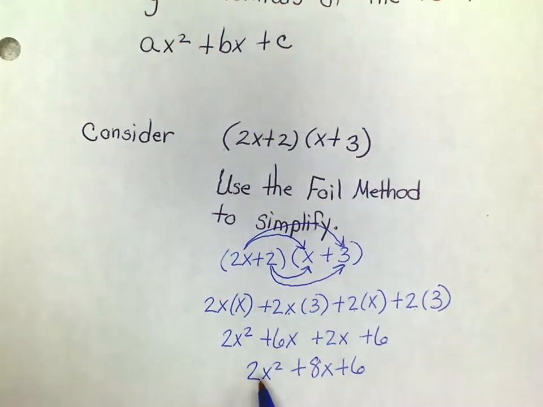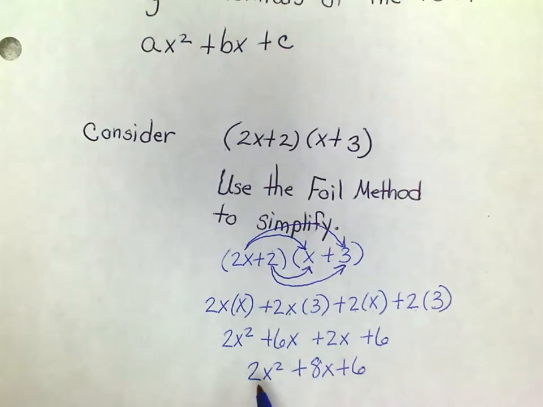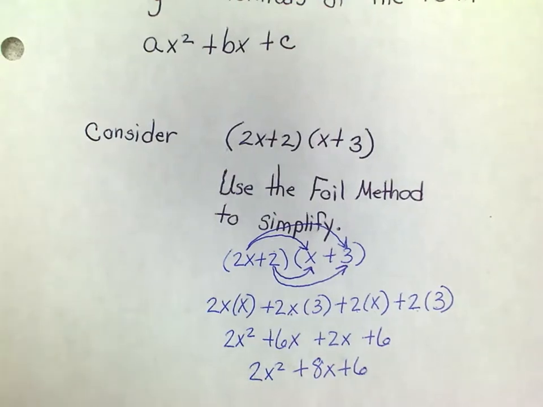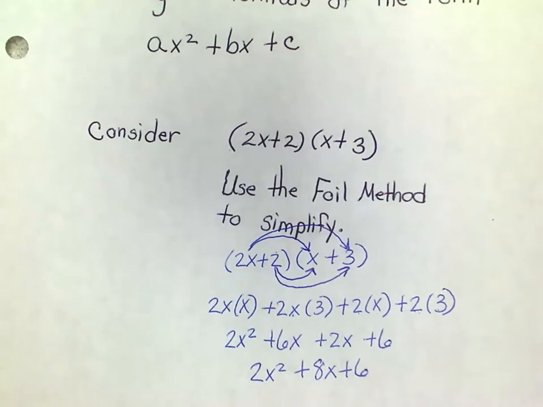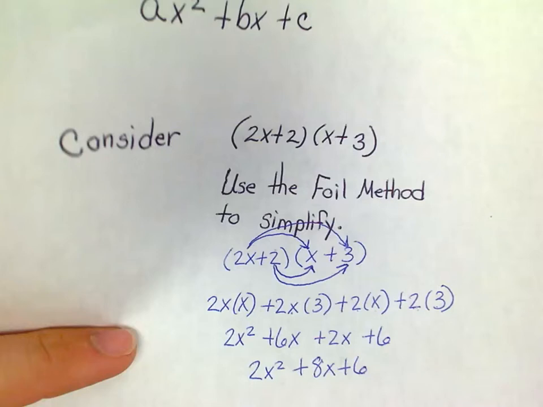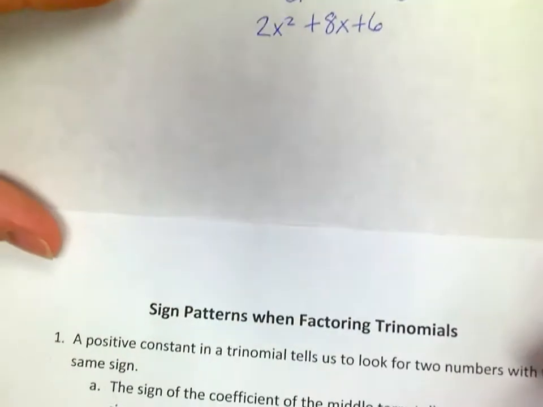Alrighty, so looking at our process, we see that a has the coefficient of 2 in front of x squared, and then the rest of the pattern follows. So let's actually look at some examples, but first let's look at a note on sign patterns when factoring trinomials.